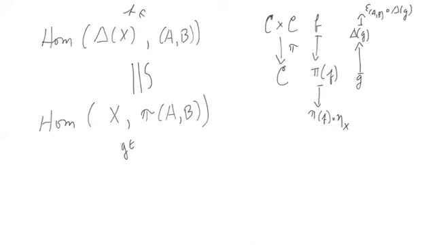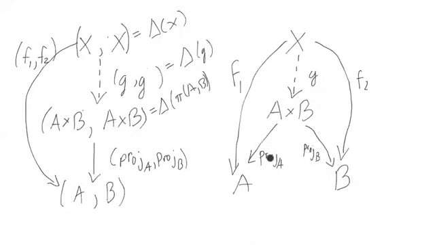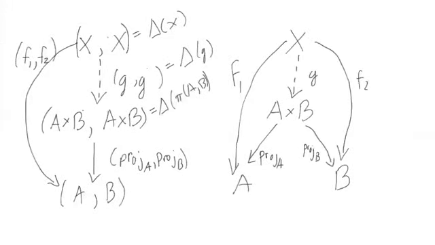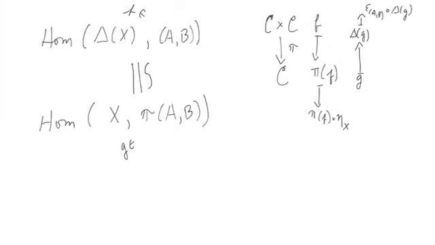Now, what was the co-unit of the adjunction? It was simply this map, right? It was that guy, just the projection, component projection in each component. Okay, and you could see that right here. All right, so that was an example with the product of two objects in a category.